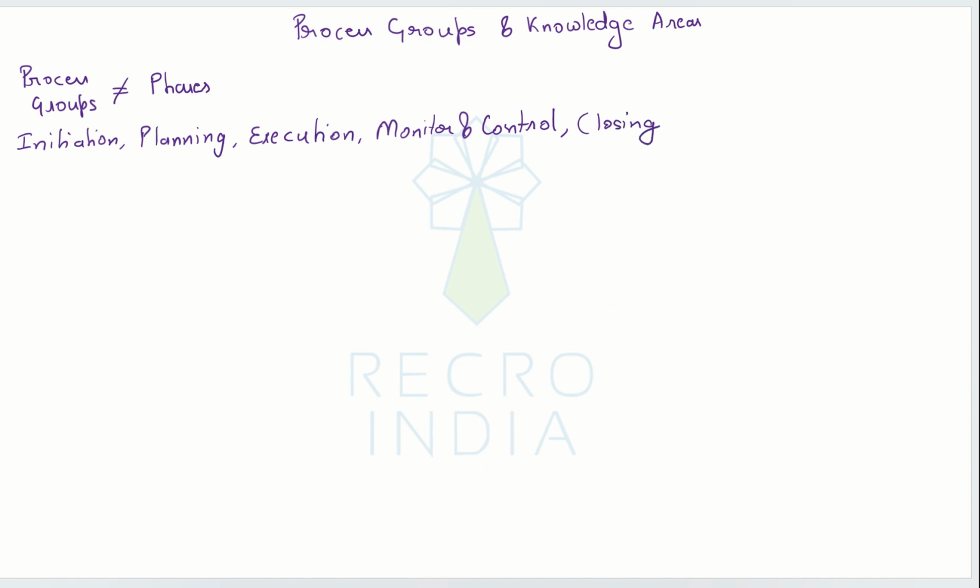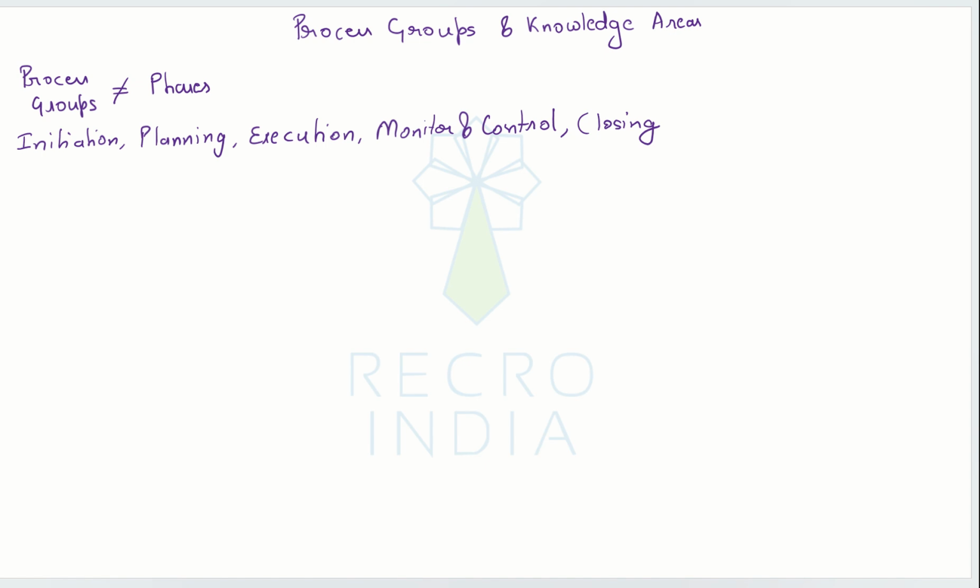A lot of times, like I said, people say that the project is in planning phase, the project is in execution phase, the project is in closing phase. You may be referring to them as phases, but they are not really phases. They are technically called process groups. Why they are called process groups and why they should not be confused with phases, let's understand.